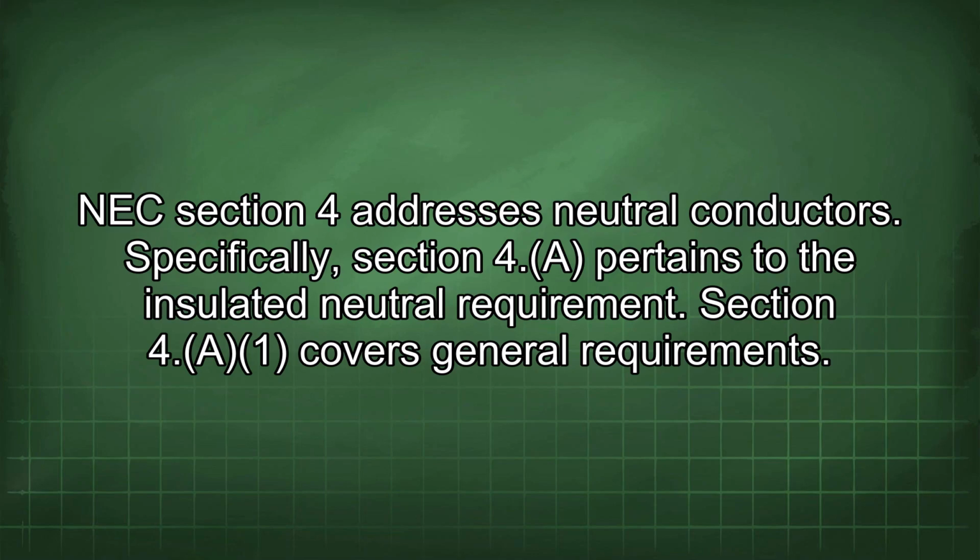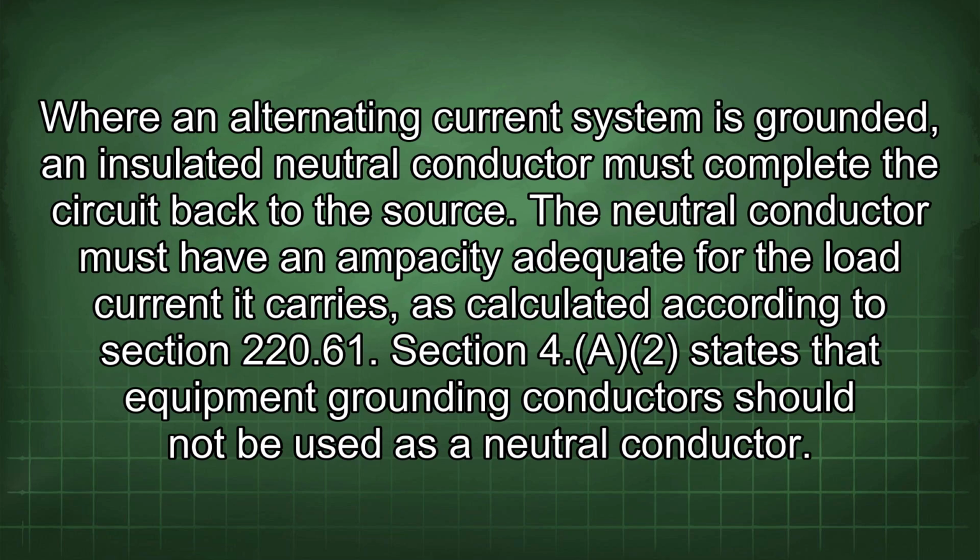NEC Section 4 addresses neutral conductors. Specifically, Section 4 pertains to the insulated neutral requirement. Section 4a covers general requirements. Where an alternating current system is grounded, an insulated neutral conductor must complete the circuit back to the source.